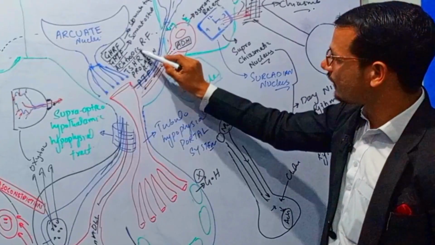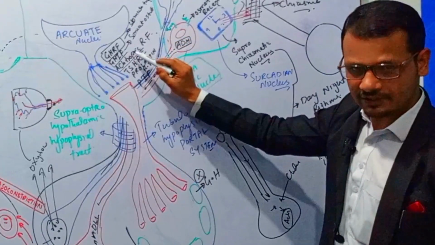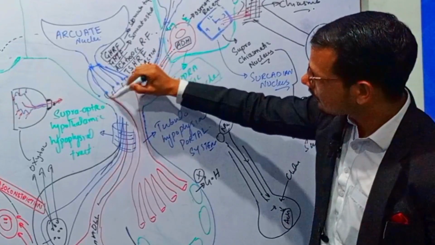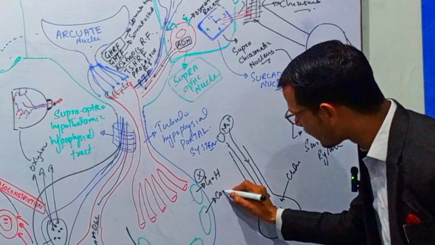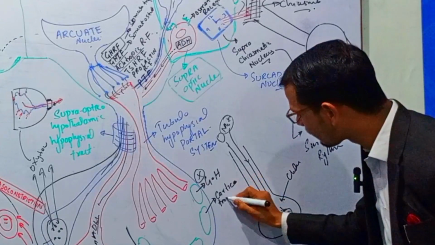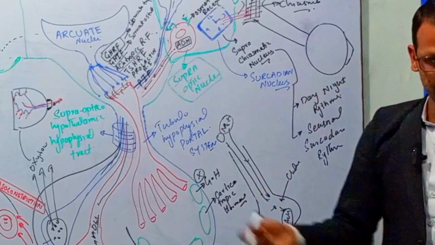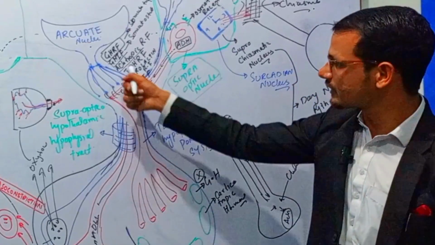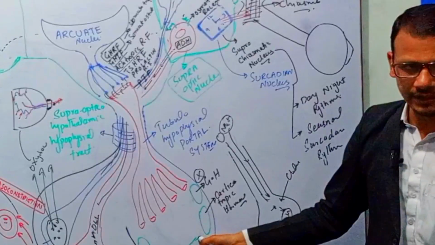When adrenocorticotropic hormone releasing factor is produced by this arcuate nucleus, this cell will produce corticotropic hormones. We will discuss the function of these hormones in the pituitary gland. And what is the function of this hormone? It controls the release of this pituitary gland.